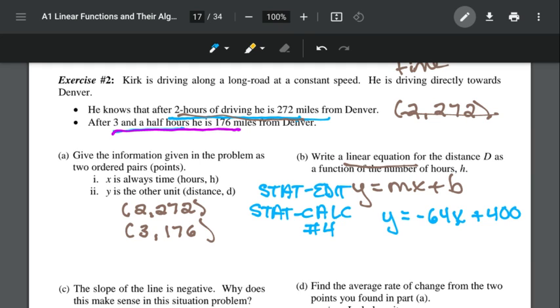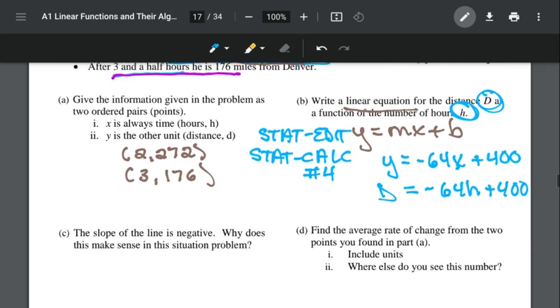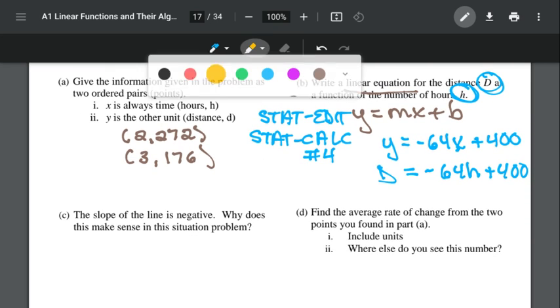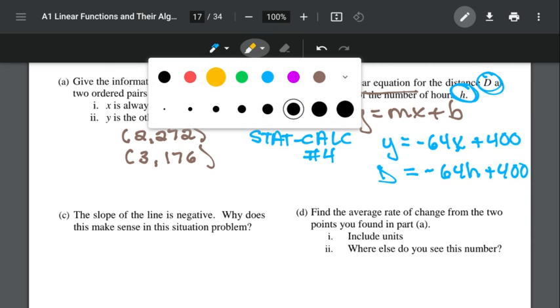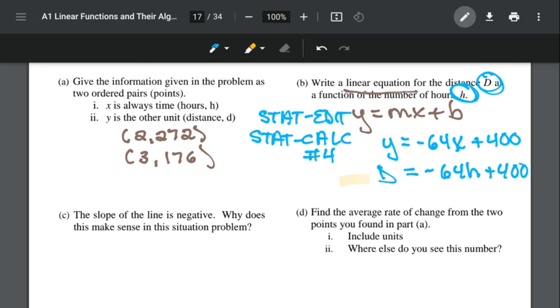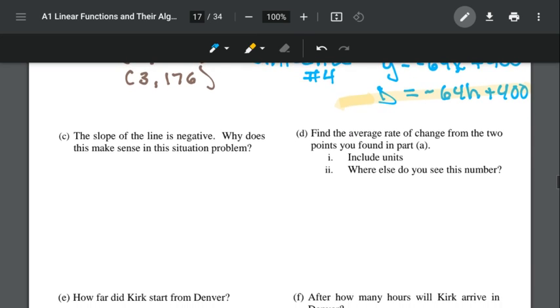And they want us to use h for hours and d for distance. Now, I know time goes in the x spot, so negative 64h plus 400 equals capital D. This right here is what we're going to use to answer the next 2 questions. D equals negative 64h plus 400.